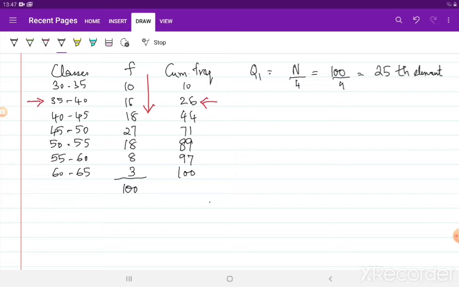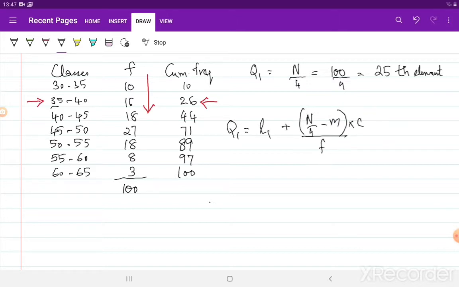Your formula for calculating the value of Q1, if you remember, is L1, where L1 is the lower limit of the Q1 class. Q1 class is 35 to 40. So 35 will be your value of L1, plus N by 4 minus m, divided by f, into c.